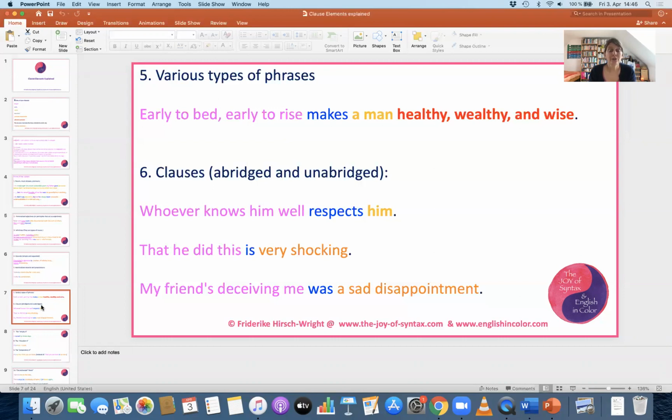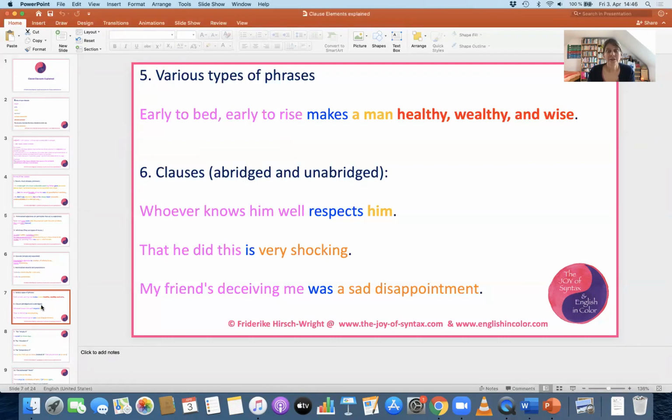So whoever knows him well respects him. We have a WH clause as subject. That he did this is very shocking. We have a that clause as subject. My friend's deceiving me was a sad disappointment.